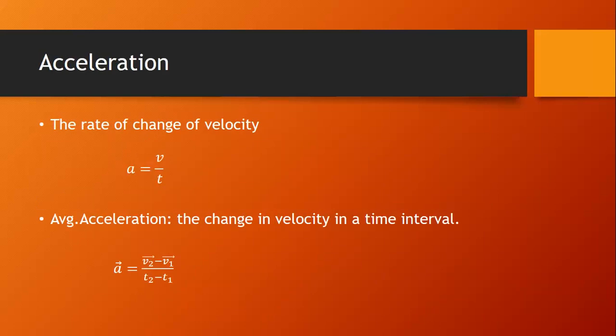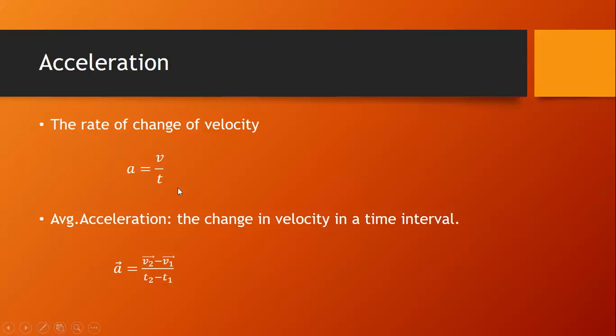If the velocity of a particle remains constant as time passes, meaning the velocity is not changing with time, we say that it is moving with uniform velocity. There is no change in velocity. If the velocity changes with time, it is said to be accelerated. So the rate of change of velocity is called acceleration. We can write acceleration as a equals v by t. It's nothing but change in velocity with time.